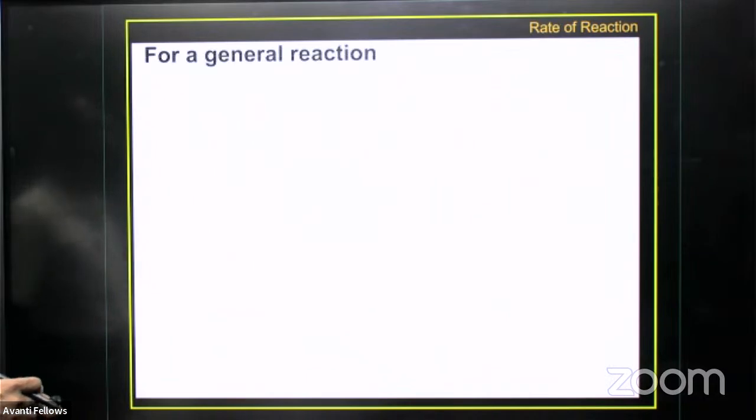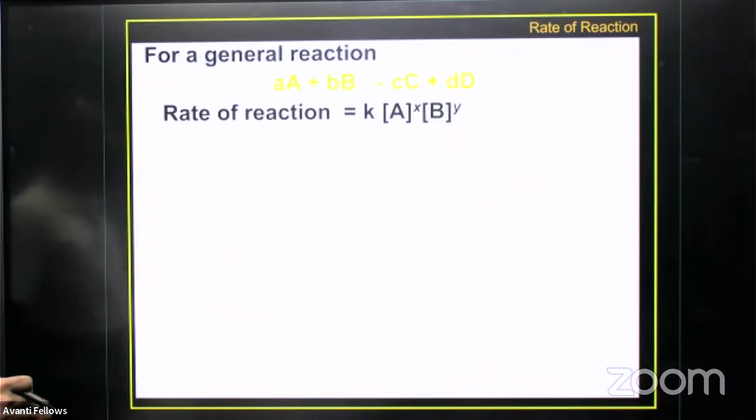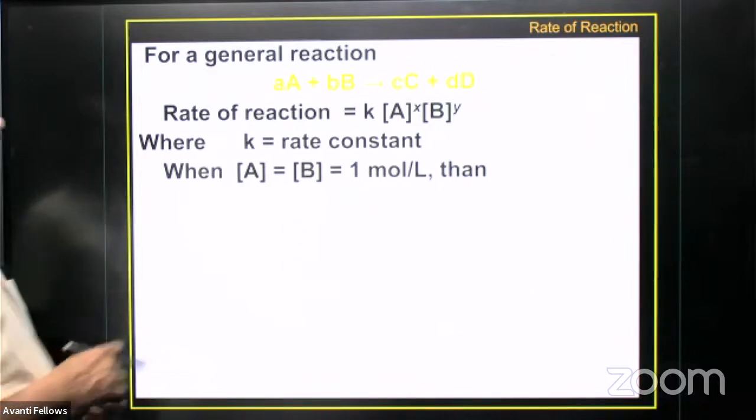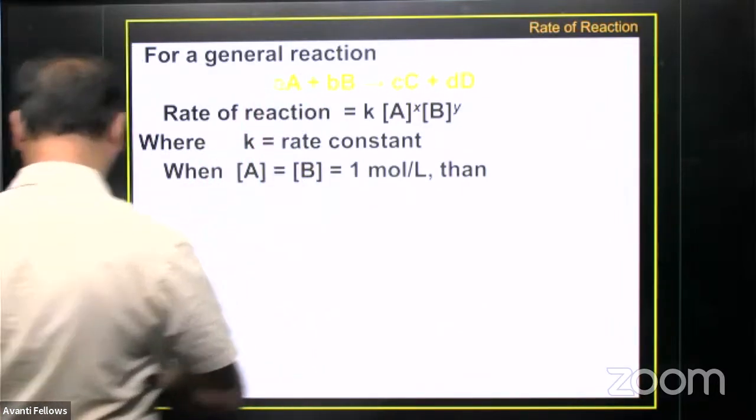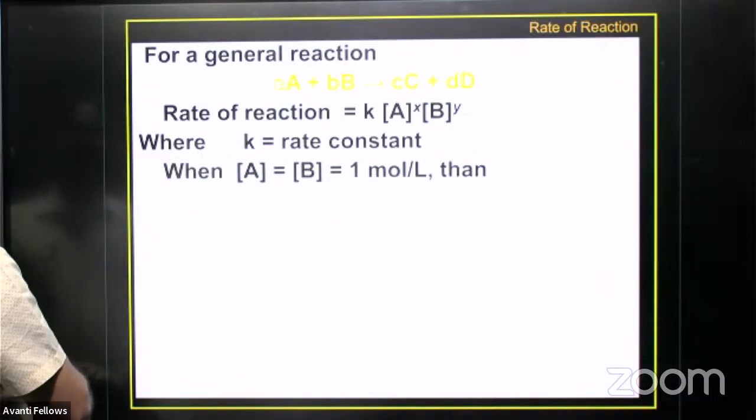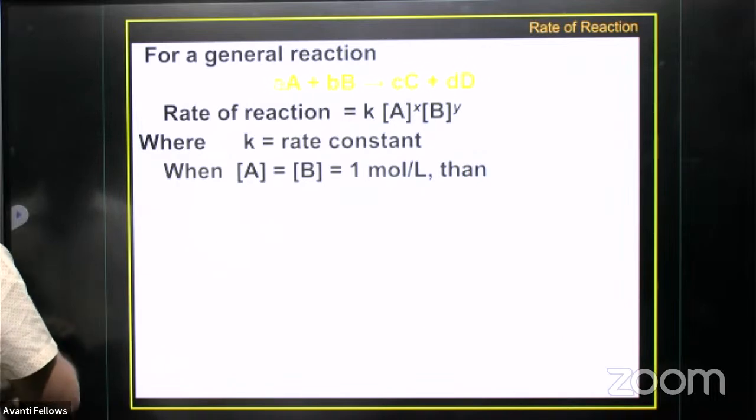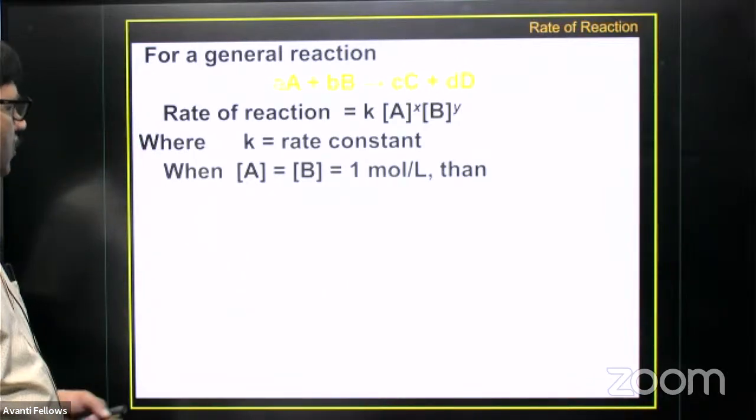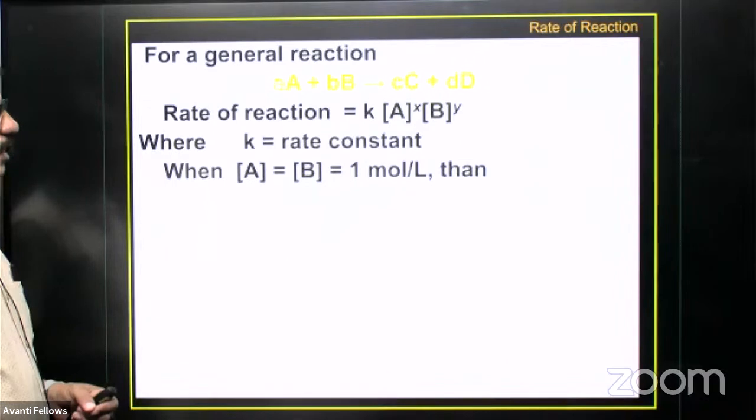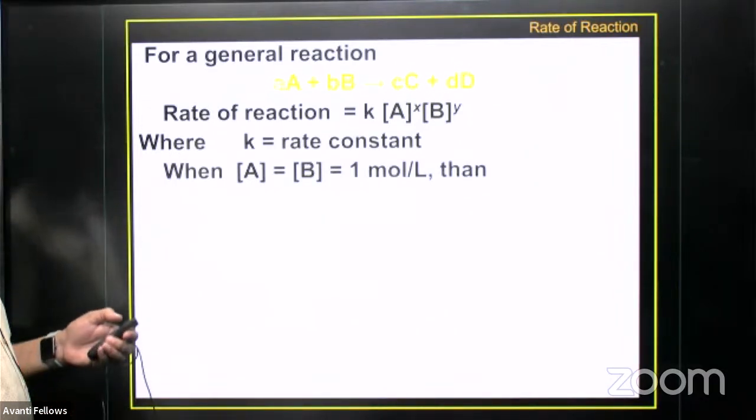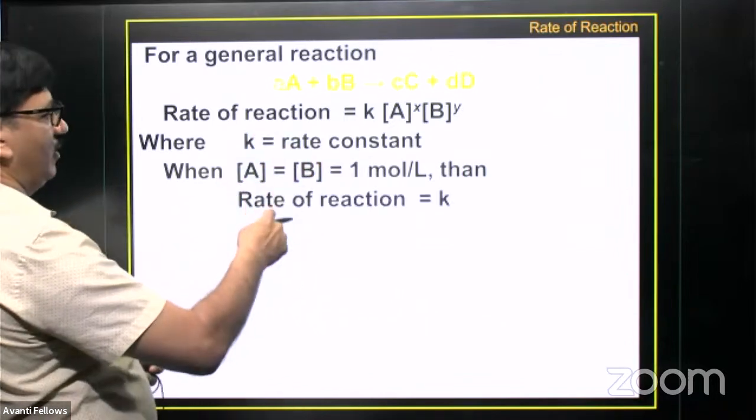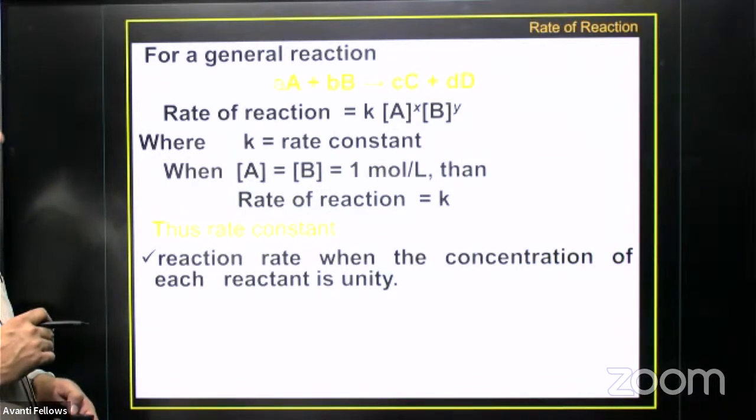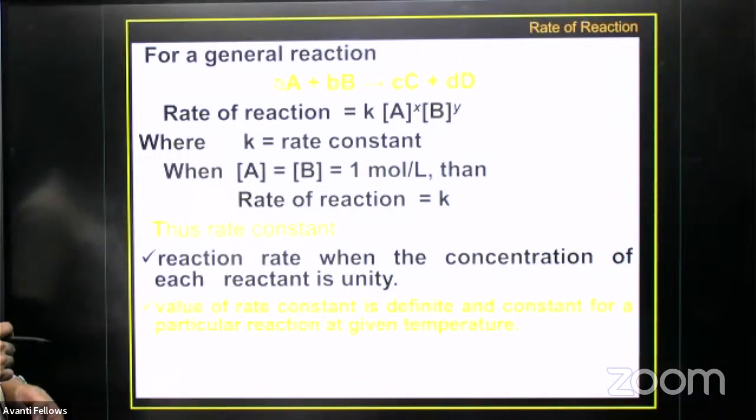So in a general reaction, the rate of the reaction is equal to K into A to the power X, B to the power Y. K is the rate constant, and if A and B are 1 mole, then the rate of the reaction is K. This is how rate constant is defined: the reaction rate when the concentration of each reactant is unity.